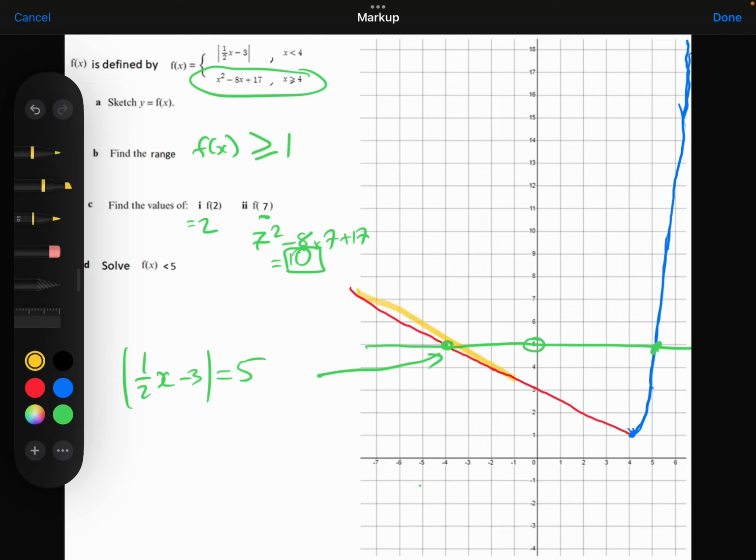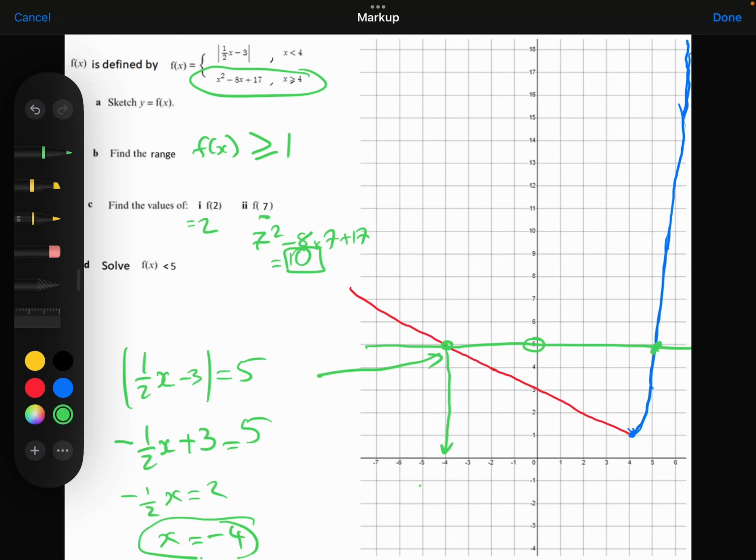Now remember that this part of the graph here did get multiplied by minus 1 when I drew it out. That did get reflected. So for me to solve this, I am going to multiply the half by minus 1. So I get minus half x, and the minus 3 by minus 1. Subtract the 3 from both sides, and times both sides by minus 2. So x is minus 4, as you can see from our sketch as well, so that's okay.